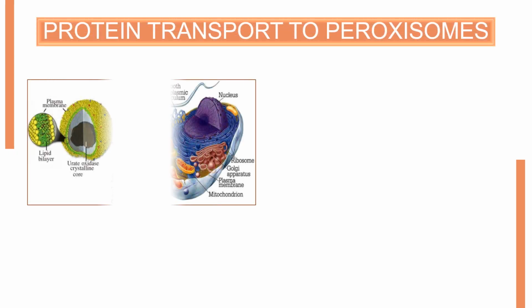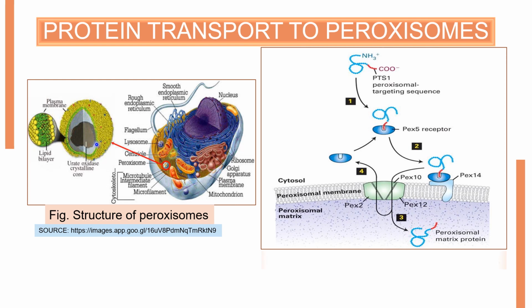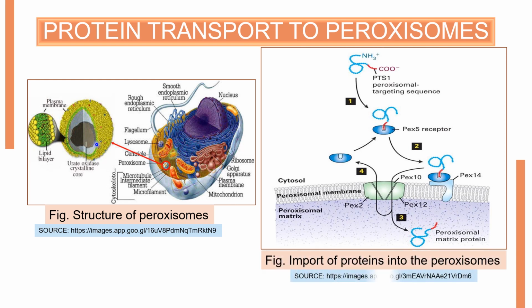Proteins are also targeted to peroxisomes. So now let us have a look into the protein transport to peroxisomes. Peroxisomes are small organelles bound by a single membrane containing oxidative enzymes. Peroxisomal proteins are translated on free ribosomes in the cytosol and are fully folded before their transport to peroxisomes. Proteins that are imported into peroxisomes contain peroxisomal targeting sequences, PTS.